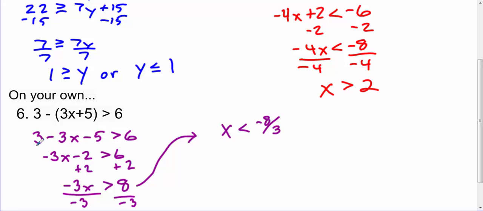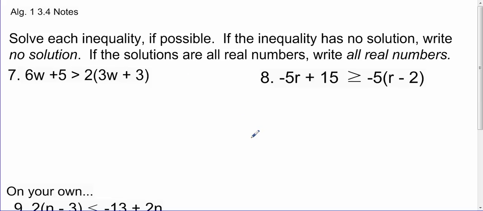We can combine like terms. 3 minus 5 is negative 2. Then you add 2 and then divide by negative 3 on both sides. And again, remember, when you divide by a negative or multiply by a negative, you've got to switch the inequality. So it's x is less than negative 8/3.